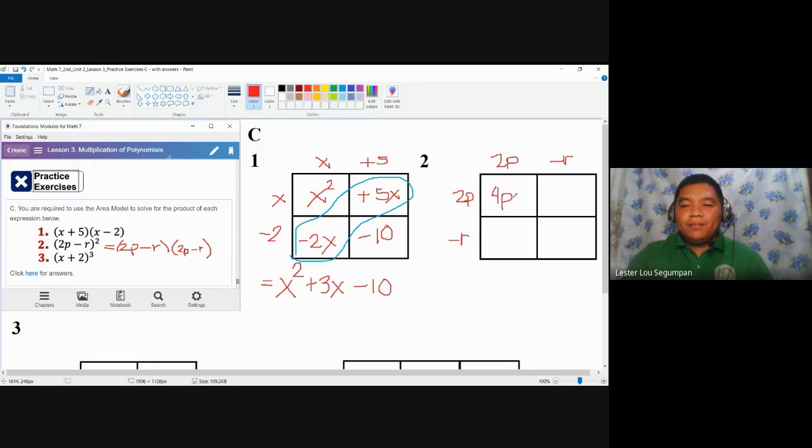And then we have here p squared because that's p1 plus 1. 2 times negative 1 is negative 2. P has no partner. R has no partner. They stay as they are.